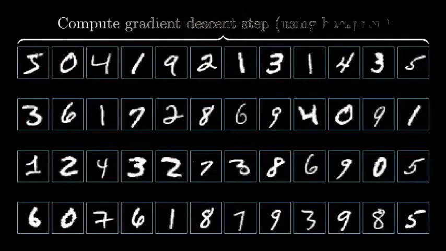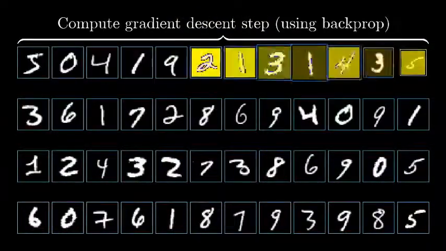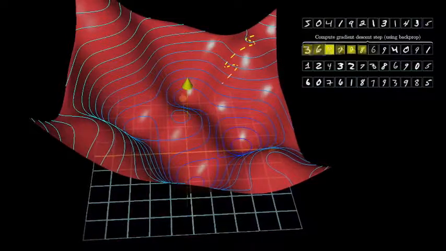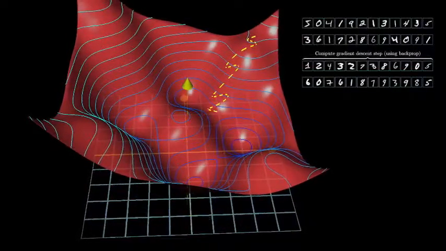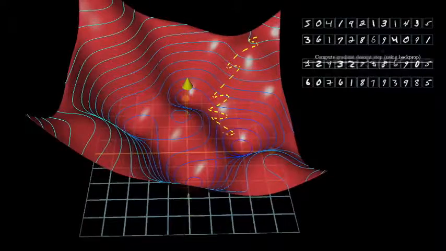Repeatedly going through all of the mini batches and making these adjustments, you will converge towards a local minimum of the cost function, which is to say your network is going to end up doing a really good job on the training examples.